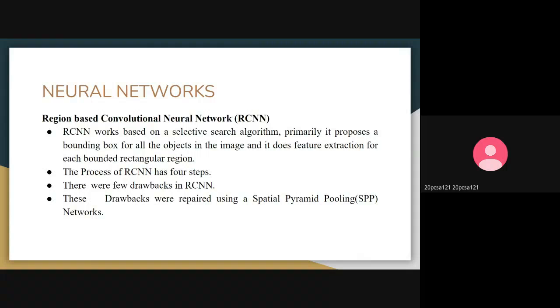It has drawbacks such as long waiting time because of the multi-stage training nature, and expensive space and time utilization. So to repair these drawbacks, spatial pyramid pooling networks were used. This computes multiple pooling layers and results in reduced training time and faster feature extraction. So this is all about RCNN.